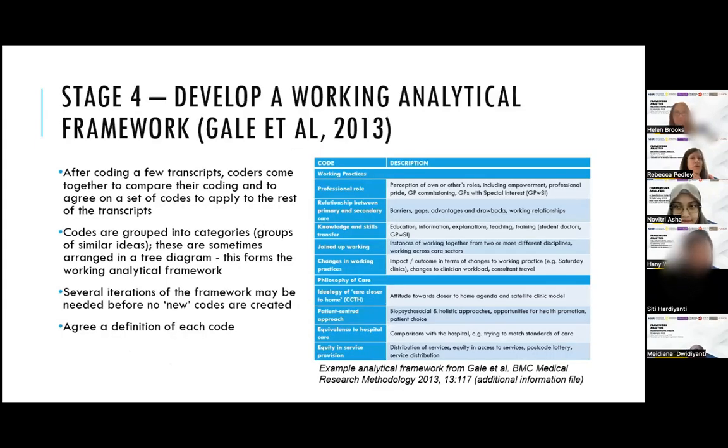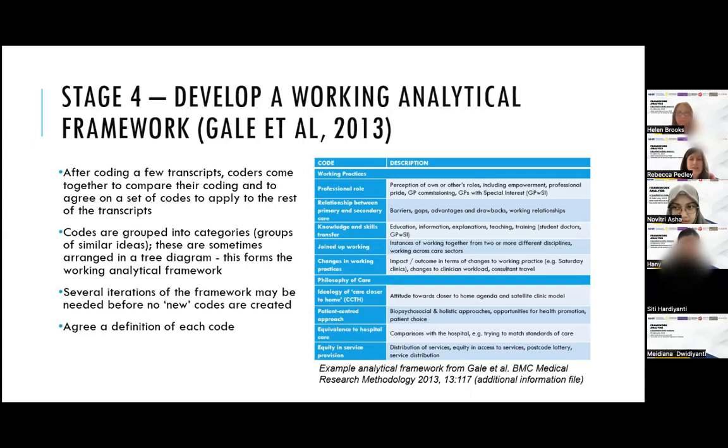And in stage 4, at this point, the coders need to come together and compare the way they've coded transcripts, and to then agree on a set of codes that they're going to use going forward. At this point, you can start to group the codes into categories. So groups of similar ideas will be put under a heading. Often this will be arranged in a kind of tree diagram. But often several iterations, several versions of the framework may be needed before you're not generating any new codes.